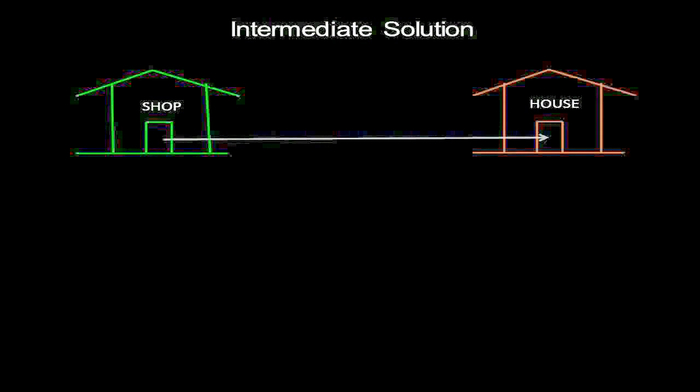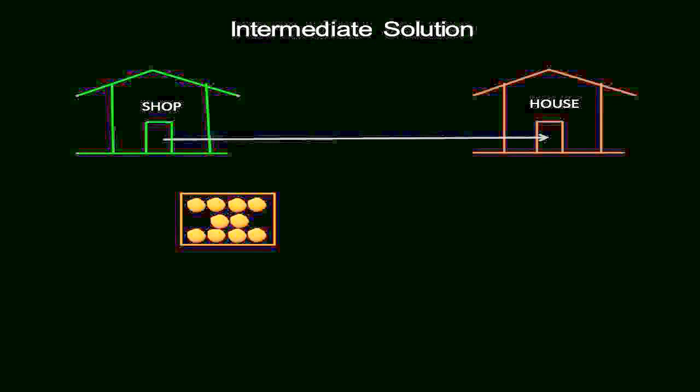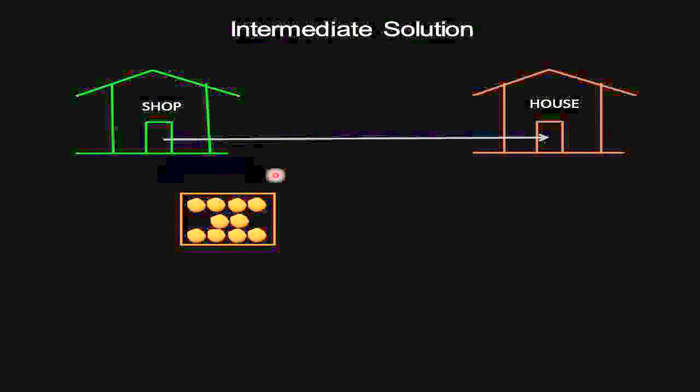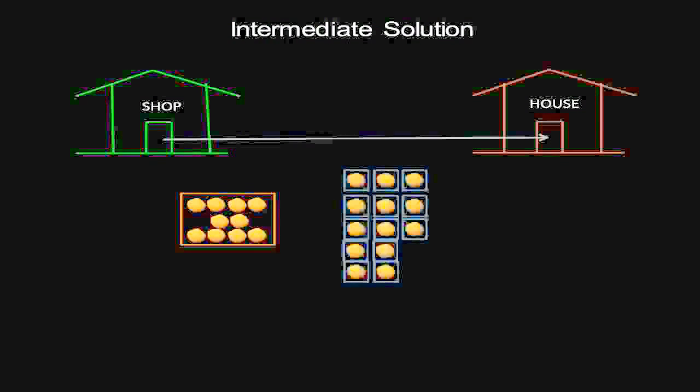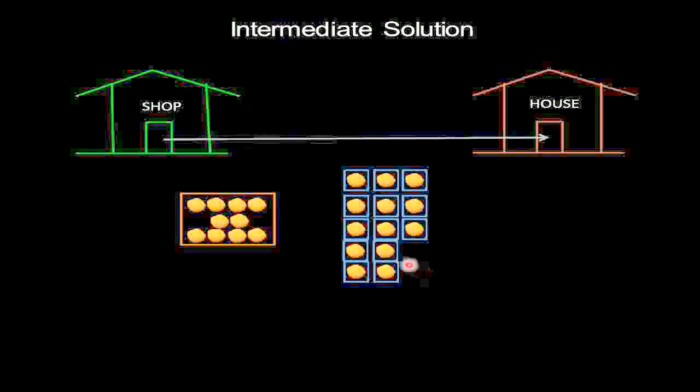Now let's take a look at the intermediate solution. In the intermediate solution, we'll use only one 10 laddu box, not 2 or 0. We'll use one 10 laddu box and 13 1 laddu boxes. This is another way of sending the 23 laddus from the shop to the home. Okay. This is also valid.